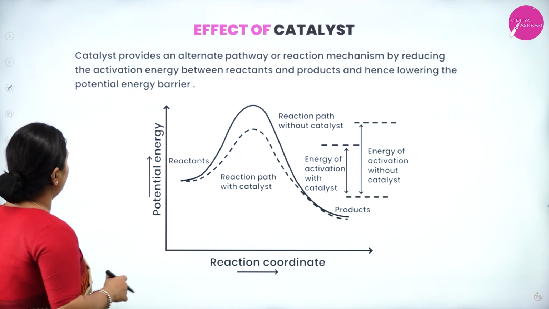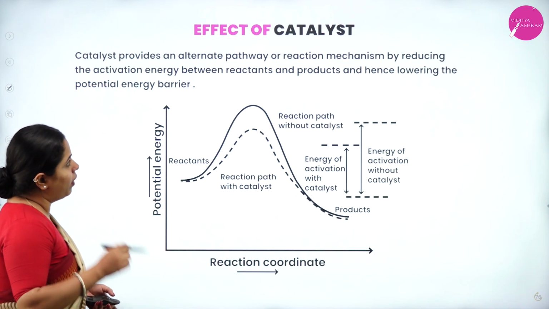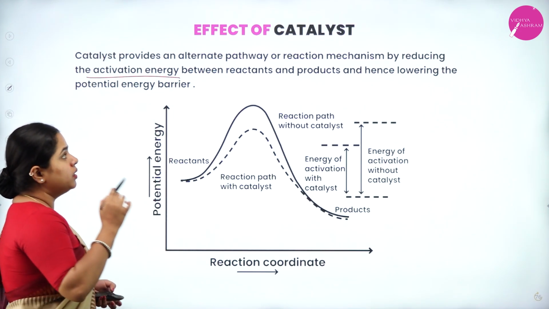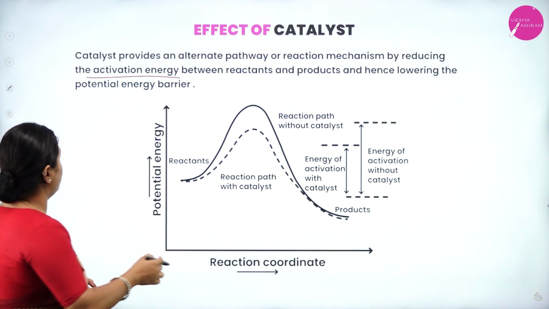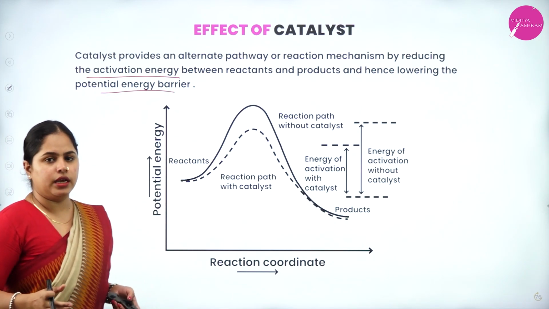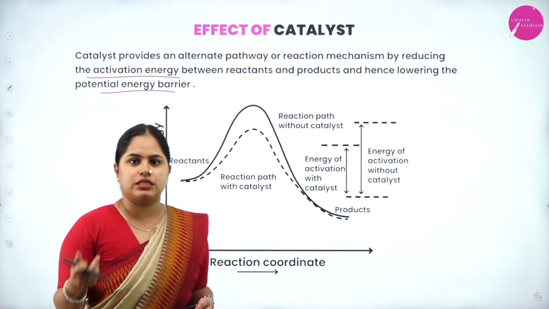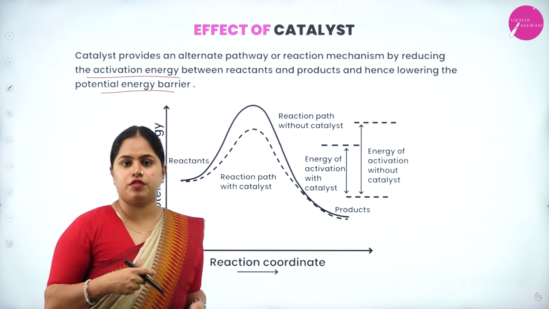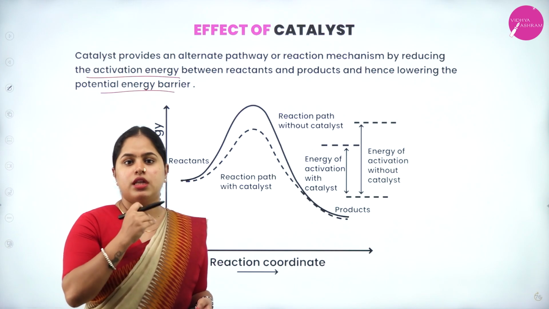Now, a catalyst provides an alternate pathway or reaction mechanism by reducing the activation energy between the reactants and products, hence lowering the potential energy barrier. So what is exactly the use of a catalyst? It will increase the rate of the reaction. So how does it increase the rate of the reaction? It will reduce the activation energy.